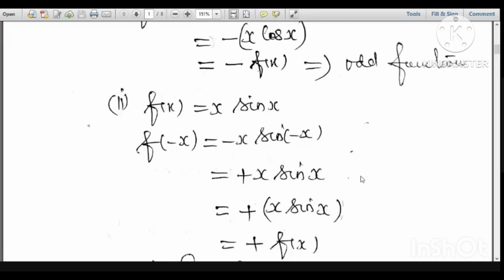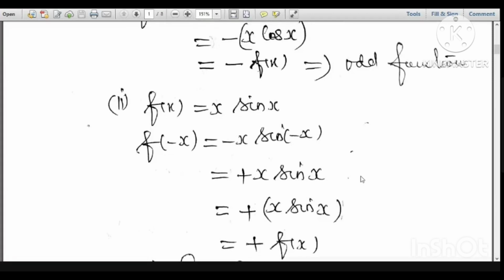So sin, tan, cosecant, cot, these are odd functions. So only cos theta is the even function in the trigonometry. So x is odd function, x square is even function, x cube is odd function, x power 4 is the even function. So f of minus x is equal to minus x sine of minus x.